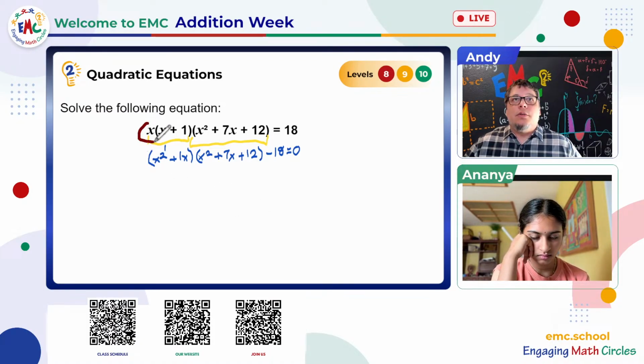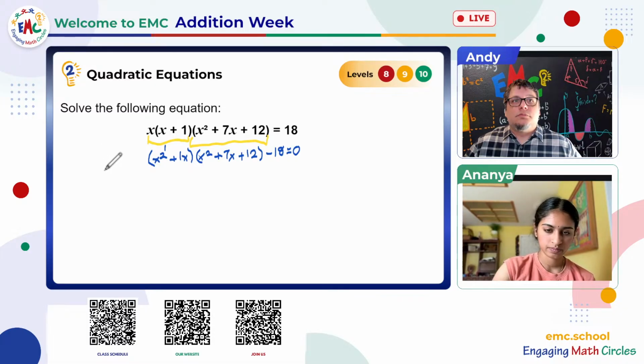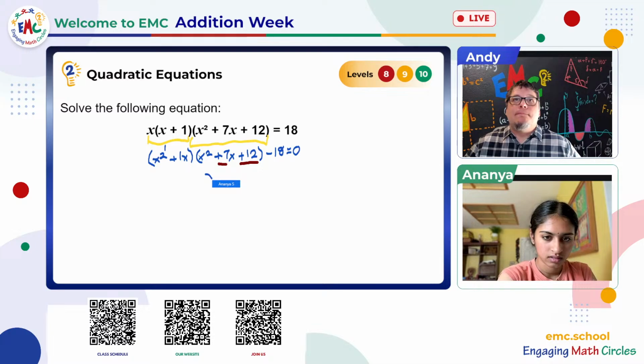This was already factored too, so maybe that would be helpful. So it adds to the middle term and multiplies to the constant, or is it the other way around? Adds to the middle and multiplies to the constant. Yeah. So that'd be 3 and 4, right?